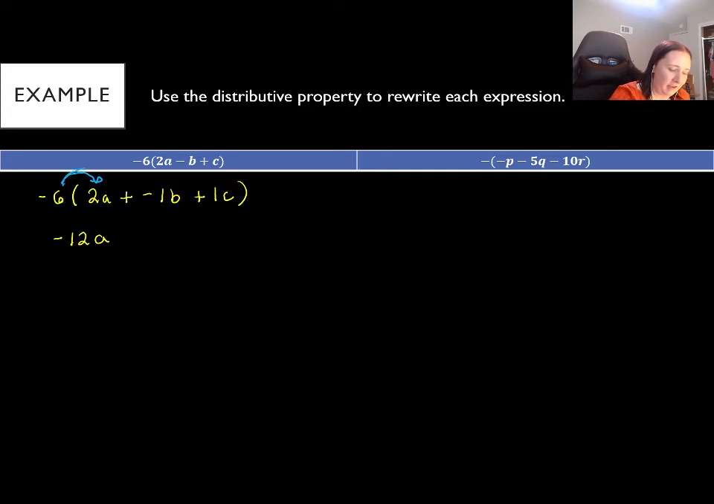Now I'm going to take negative 6 times negative 1b. Negative 6 times negative 1 is a positive 6, so that gives us 6b. And then negative 6 times 1c. That's just negative 6 times 1, which is negative 6, and then c. And then because we're adding a negative, we need to rewrite it. So we get negative 12a plus 6b minus 6c.